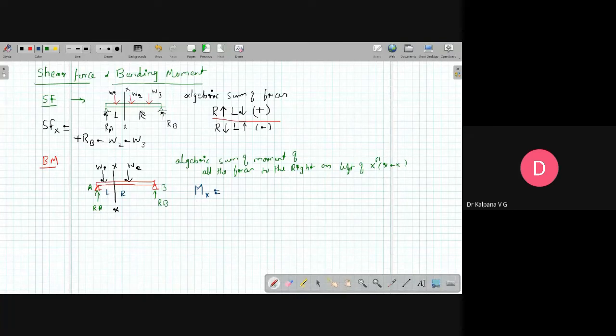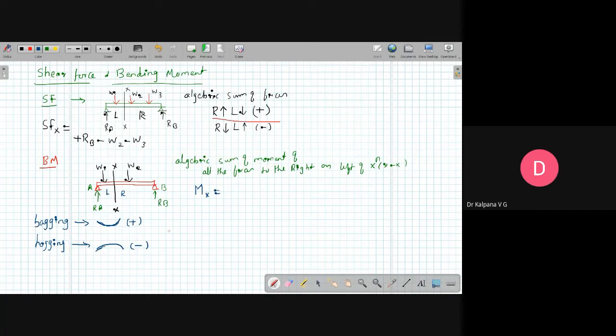So sum of moment of all the forces to the right of the section means, again, while considering the moment, we have to consider whether the moment is sagging or hogging. Sign convention for sagging and hogging: sagging will be positive and hogging will be negative. So where the concavity is upwards, that is called sagging, where the convexity is upwards is hogging moment, which is considered to be negative.